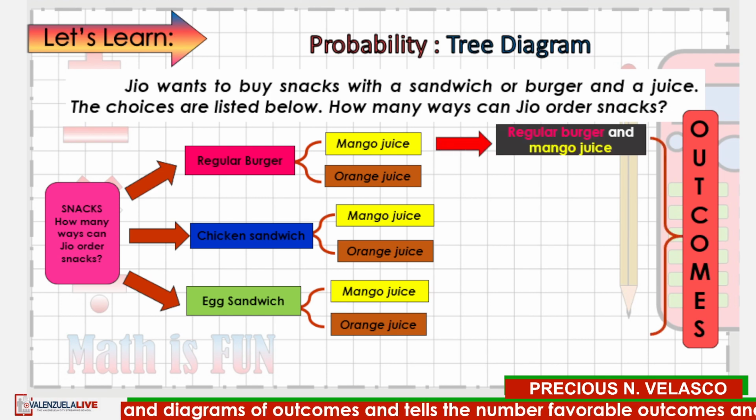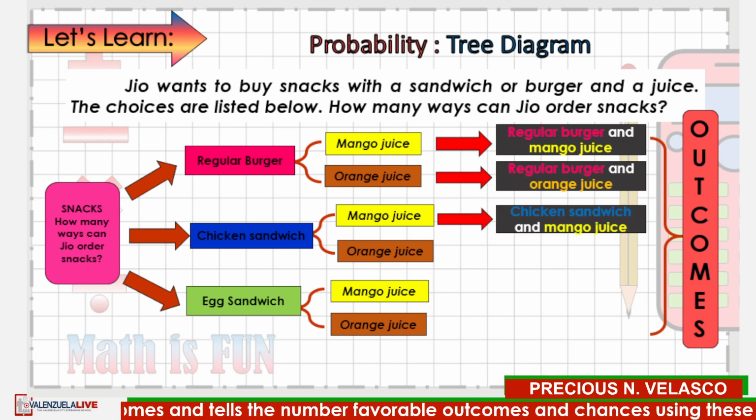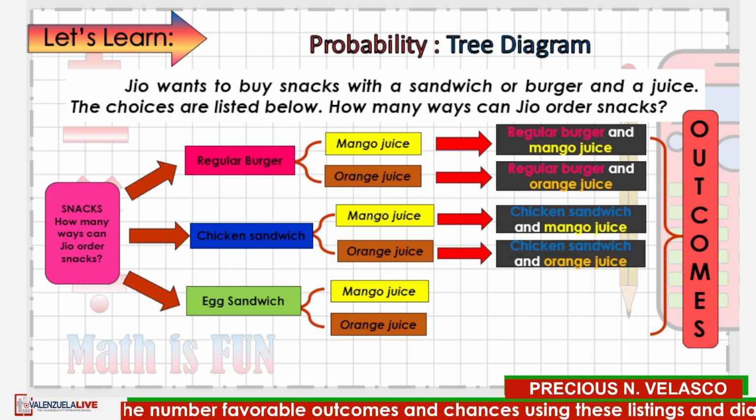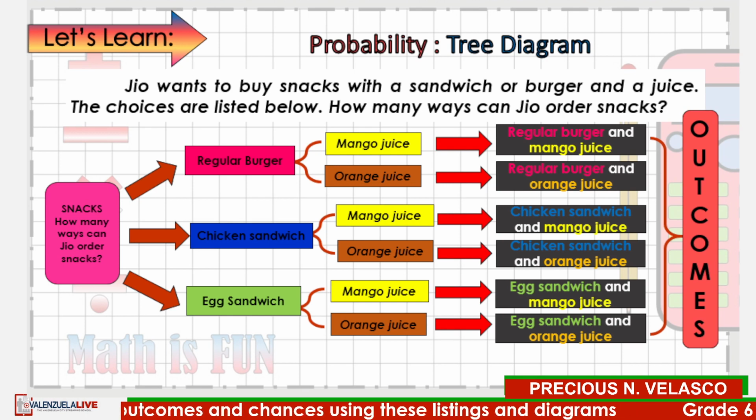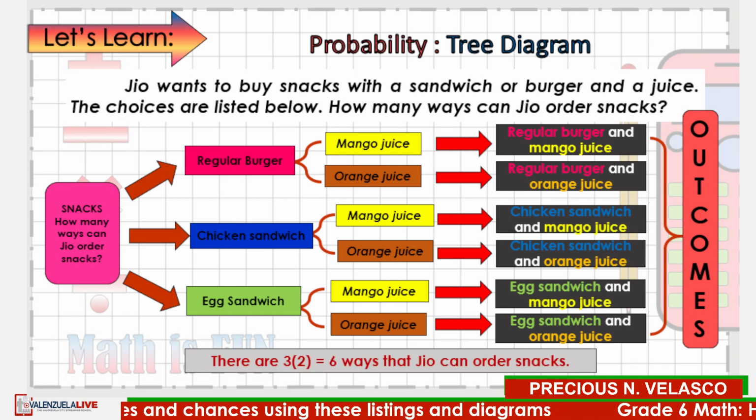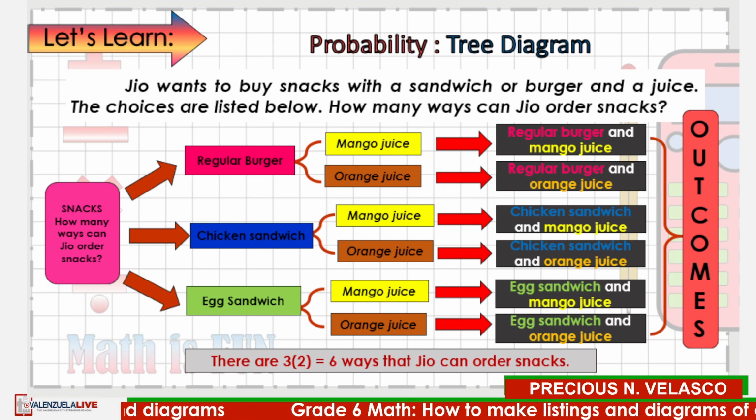For the first one, we have a regular burger and the mango juice. For the second, we have a regular burger and an orange juice. Then chicken sandwich with mango juice, chicken sandwich and an orange juice. And for the last two, we have egg sandwich and the mango juice, and egg sandwich and an orange juice. So Gio has 6 ways to order snacks. Okay, so it's easy, right? Well, for better understanding, let's try another problem.